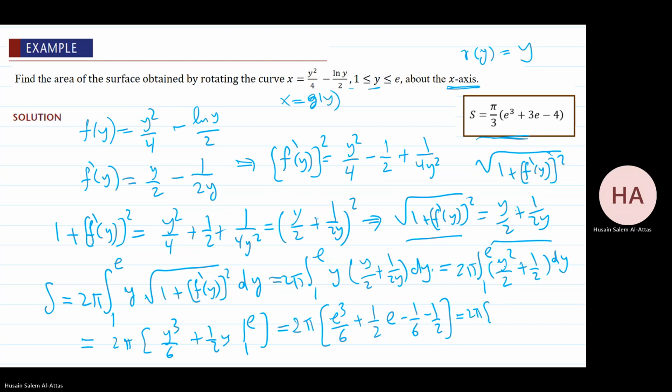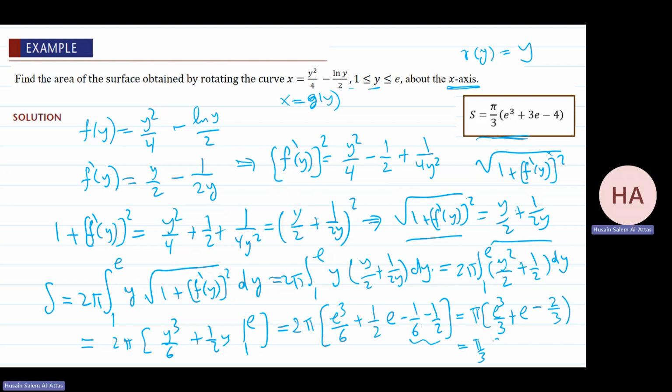2π, I multiply the 2, like what you did. I have E cubed over 3 plus E. Keep the π outside. I have E cubed over 3 plus E. This is what? Minus 4 over 6, which is minus 2 over 3. This is minus 1 over 6 minus 3 over 6 minus 4 over 6, minus 2 over 3. That seems like a mistake.